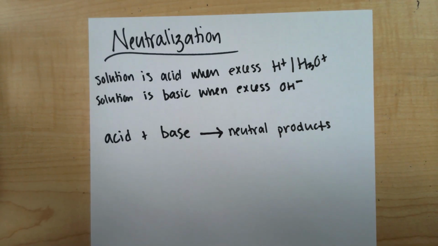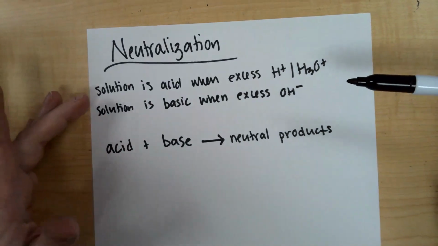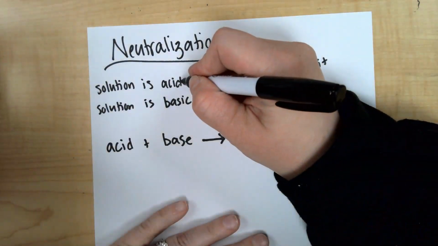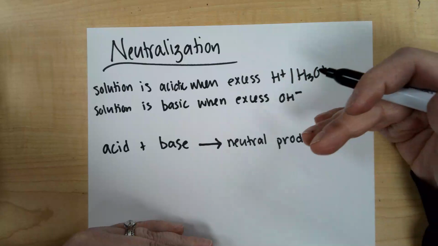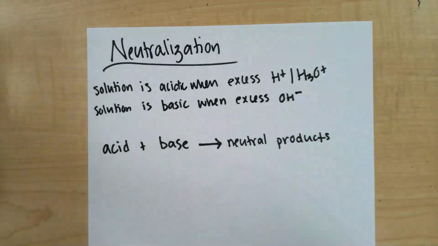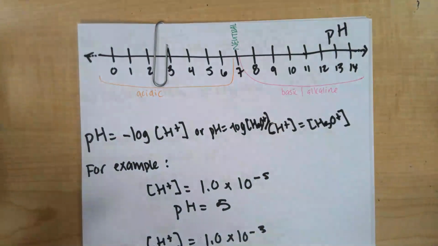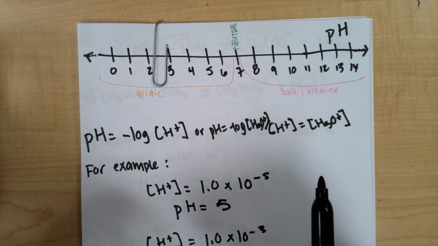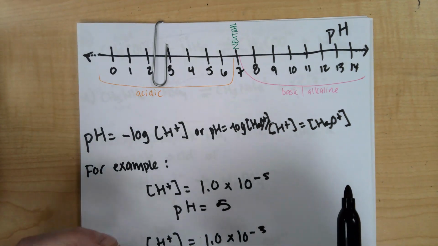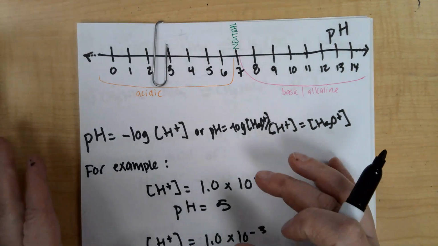So let's review real quick. What we've learned so far is that a solution is acidic when we have excess H plus or excess hydronium in solution. Remember the pH scale: at 7, we're neutral, because that is the level where water creates a certain amount of H plus and a certain amount of hydroxide in equal value. So we don't have H3O plus in excess, we don't have OH minus in excess. They're in perfectly equivalent amounts, giving us a pH of 7.